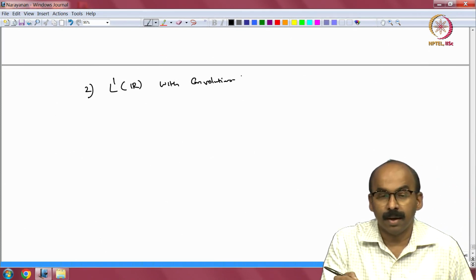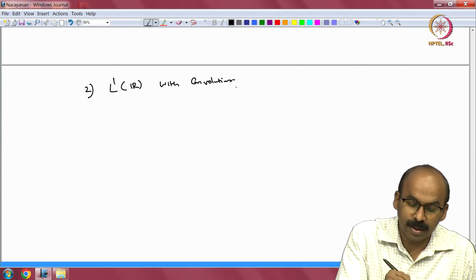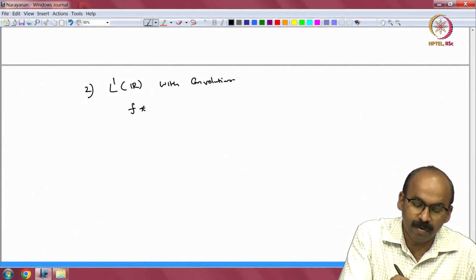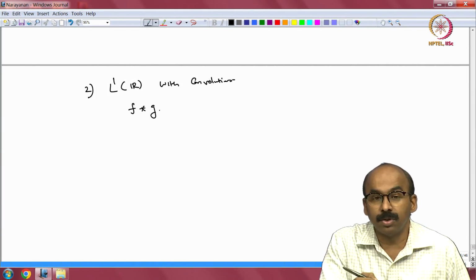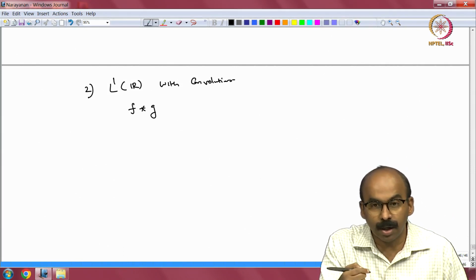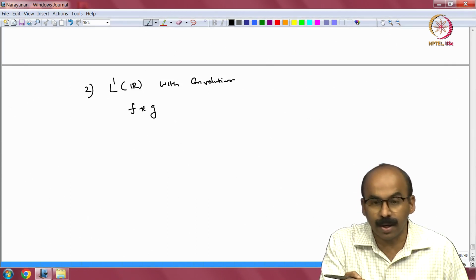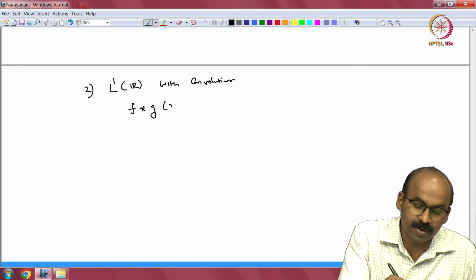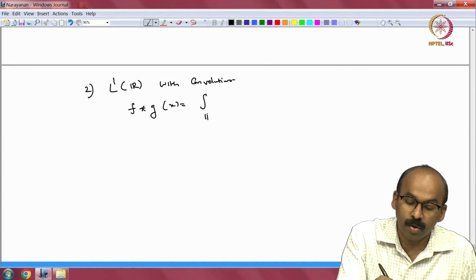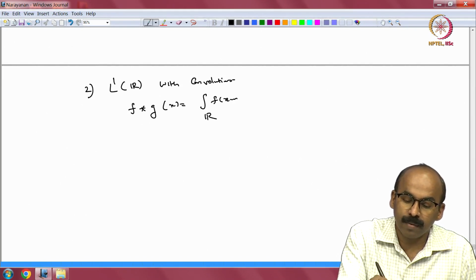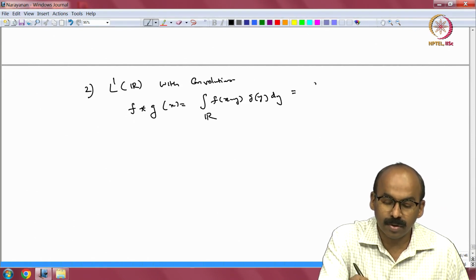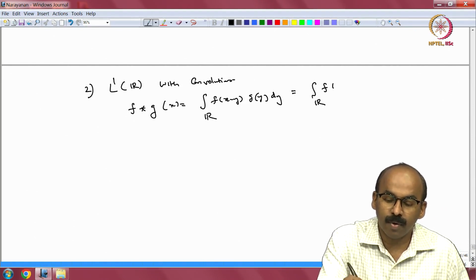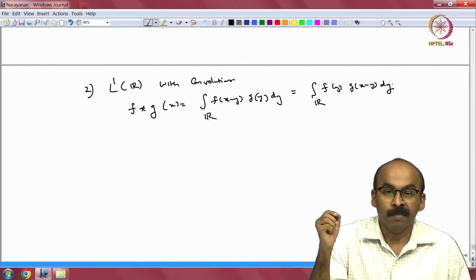So, let me recall that. What was the convolution? I take f and g in L1 of R, the product. This is not the pointwise product; L1 of R is not a Banach algebra with respect to pointwise product. f star g is the convolution. So, f star g at x is equal to the integral over R of f of x minus y times g of y dy. It is commutative, so this is also equal to the integral over R of f of y times g of x minus y, that is a trivial change of variable, right.